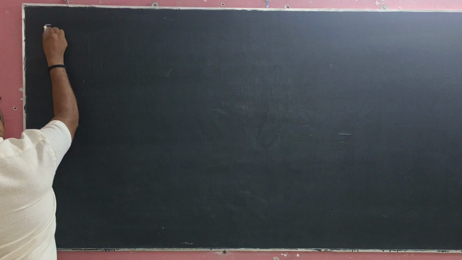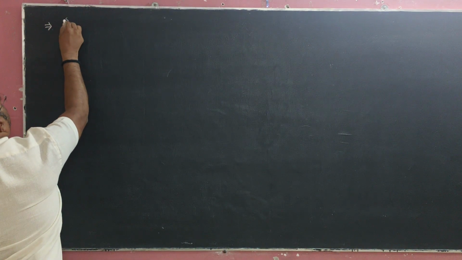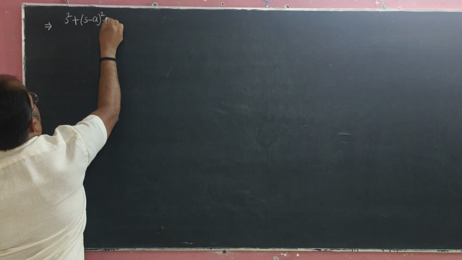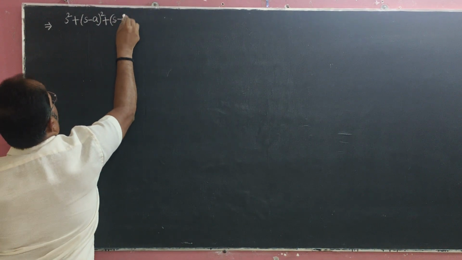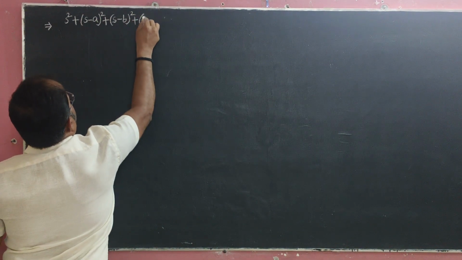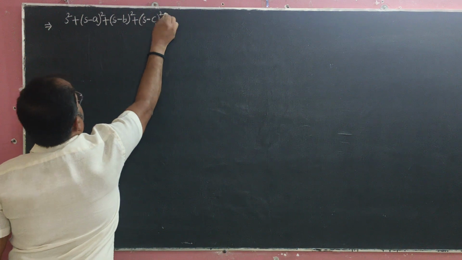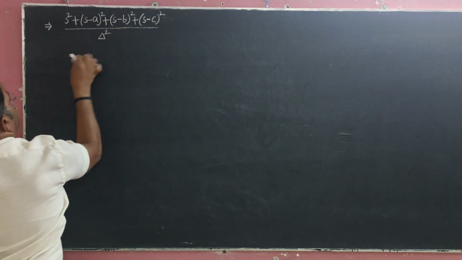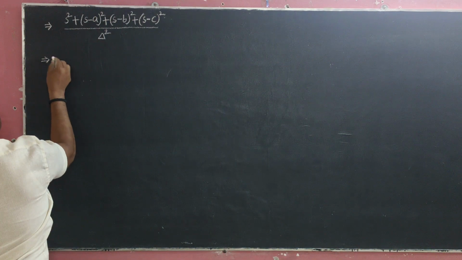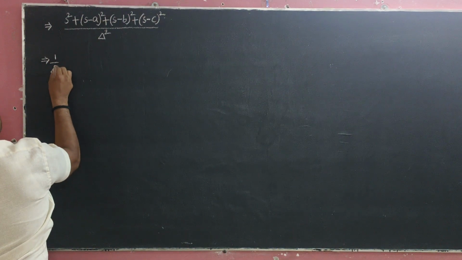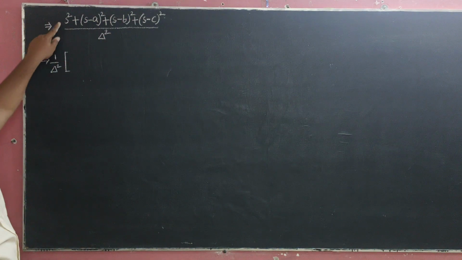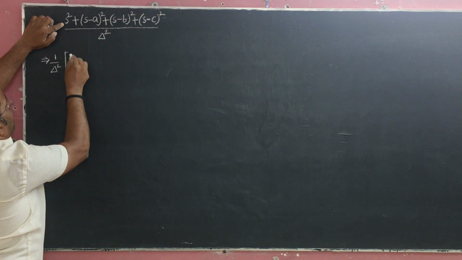Okay, right. Next, the previous step is [s² + (s minus a)² + (s minus b)² + (s minus c)²] by, what is the LCM? Δ². Okay, separate the denominator Δ², 1 by Δ² outside. Okay, right. What is the remaining? Δ² outside.